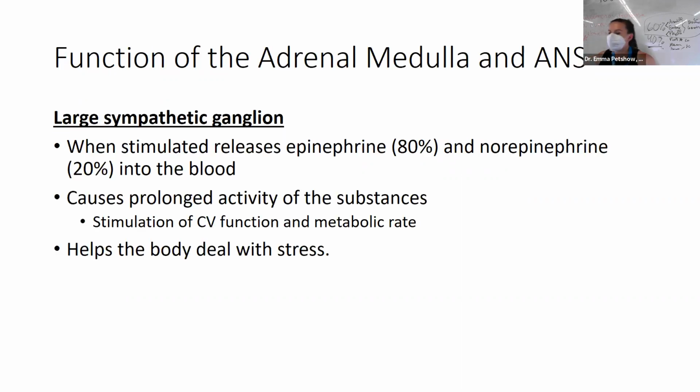So what does the adrenal medulla do with the ANS? We talked about this a little bit. You could consider it as a huge sympathetic ganglia. When stimulated, it can release 80% epinephrine and about 20% norepinephrine. It can cause prolonged activity of these substances versus shortened for the neurotransmitters at the synapses. This can stimulate cardiovascular function and metabolic rate for a longer period of time. It also helps the body deal with its stress response, which is why we can see side effects of sympathetic stimulation for a long period of time in someone who has chronic stress, specifically with the heart and metabolic rate.